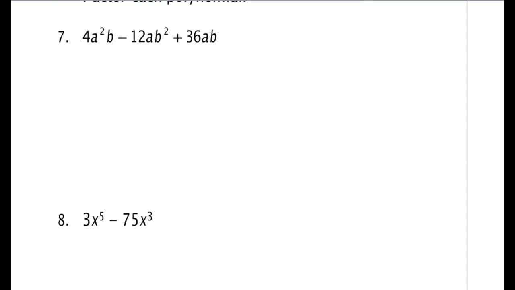Alright, factor. So, GCF time. Every time. First step, GCF. So what number goes into all of these? 4, 12, and 36. That would be just 4. And then, is there any variables in all of them? So I have an a squared, an a, and an a. So yes, there's an a in all of them. What about the b's? Yeah, there's also a b in all of them. So I've got quite a big GCF here.